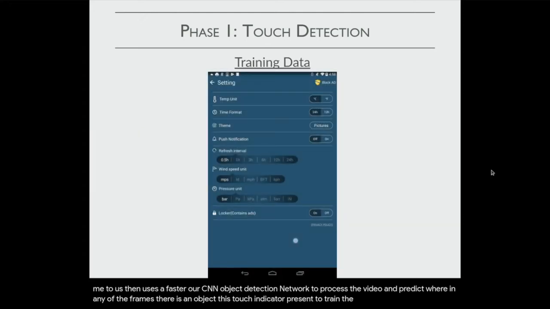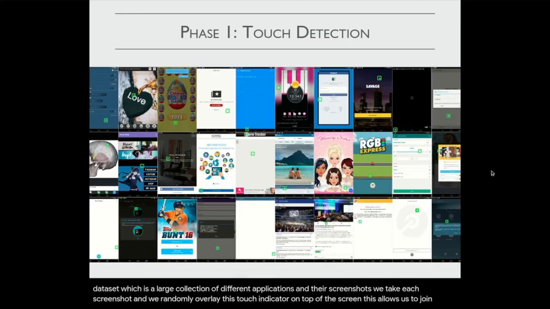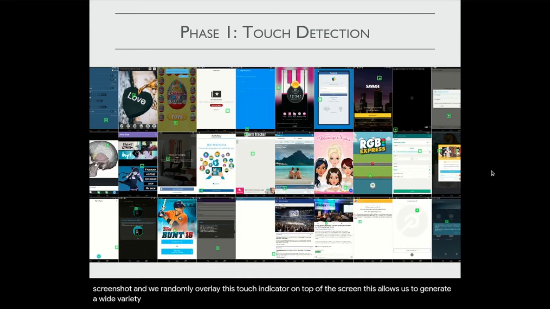To train the network, we use the ReDraw dataset, which is a large collection of different applications and their screenshots. We take each screenshot and we randomly overlay this touch indicator on top of the screen. This allows us to generate a wide variety of training examples to make our approach robust to different applications.